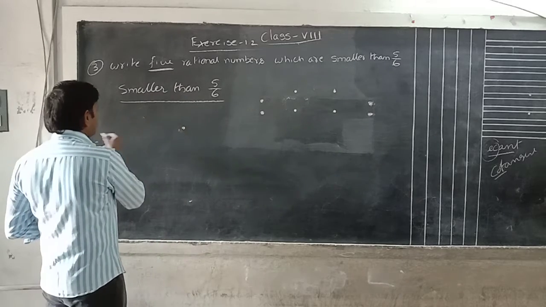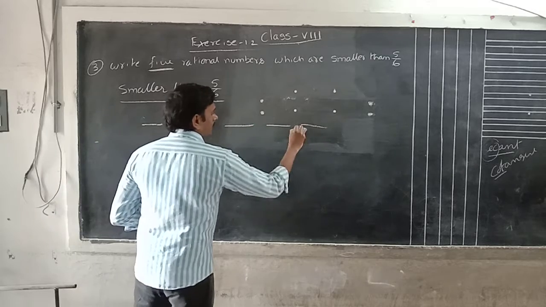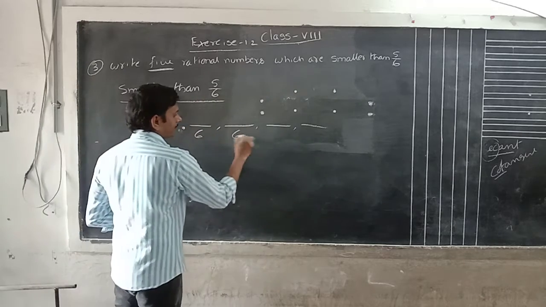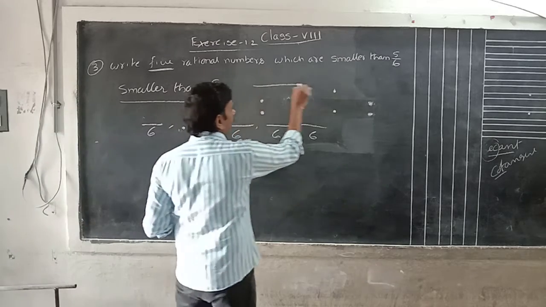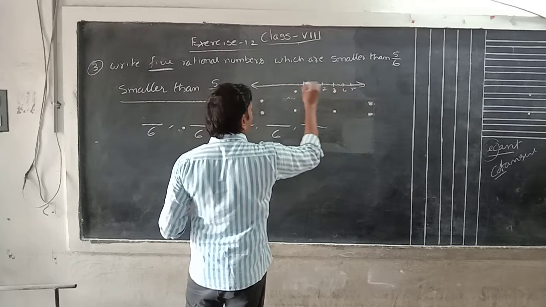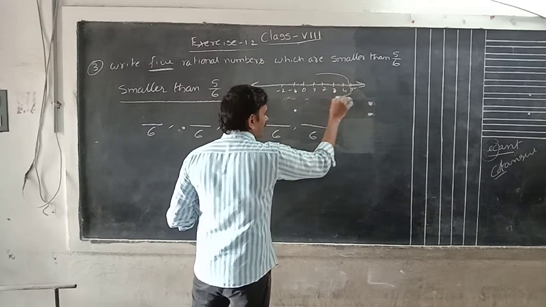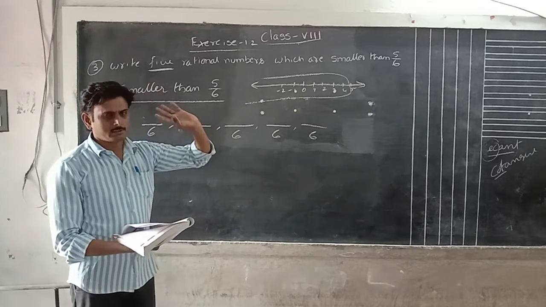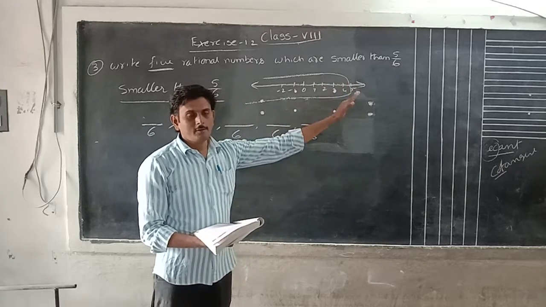Okay, we have to take 5 rational numbers, separated by commas. What is the denominator? 6 here. Each one has denominator 6. If you take numbers around 5, how will it be? 0, 1, 2, 3, 4, 5. Minus 1, minus 2, like that. Less than 5 means we take these numbers. Any 5 numbers you can write here as you wish. That means we have to take 5 left side numbers.